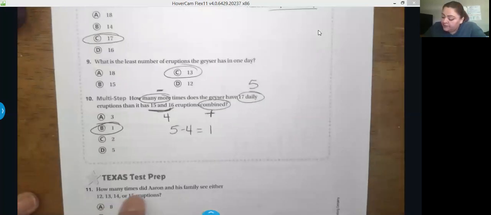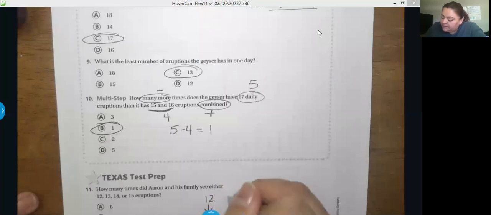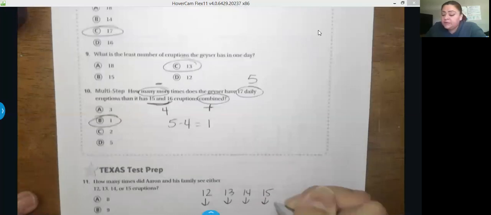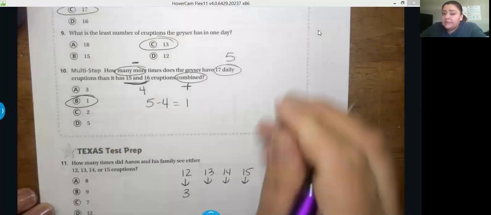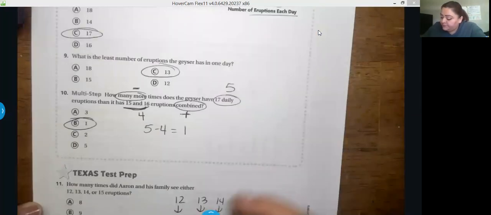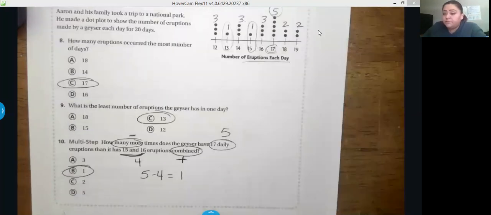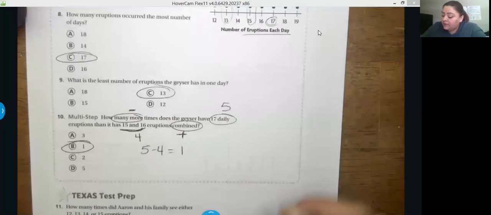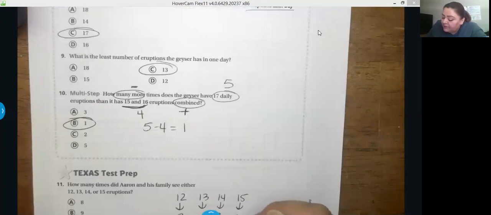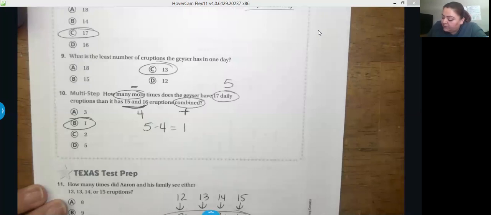So let's label them. So I might go here and just label each of these to see what to do, okay? So 12, there were 3. 13, when I look up there, there was 1. 14, there's 3. 15, 1. How many times did Aaron and his family see either of them? So then we're just going to add our totals together, okay? 3 and 3 is 6. 1 and 1 is 2, which gives me 8.